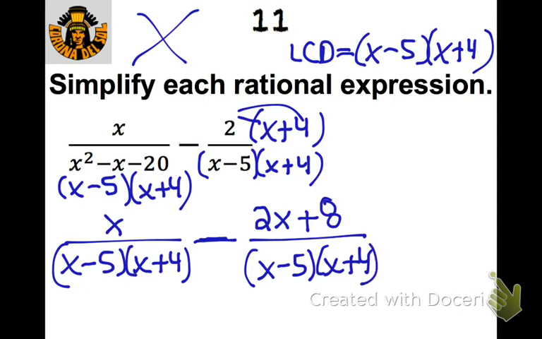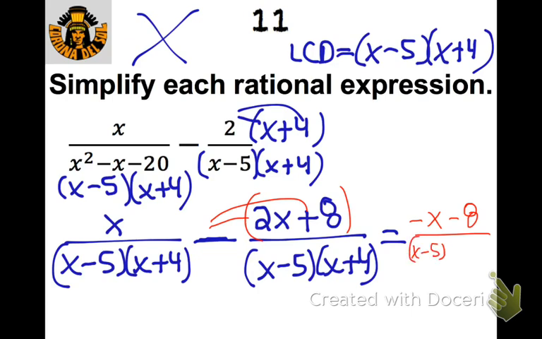x plus 4. Now, if you look at these two fractions, they have the same denominator, so now you can combine the numerators. So just make sure you distribute this negative sign. So think of it like this. So x minus 2x would be minus x, and then minus 8, that would be the top. So that's the numerator. And then we keep that same denominator, so x minus 5 times x plus 4.